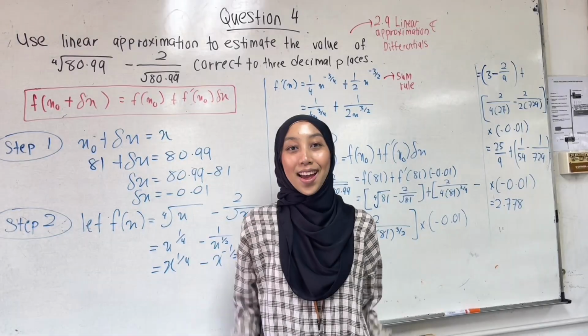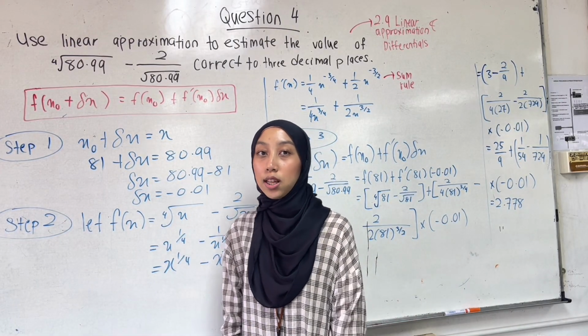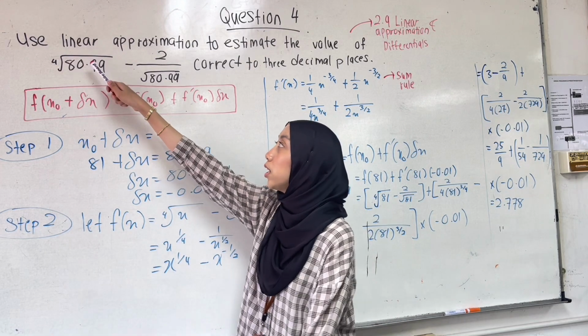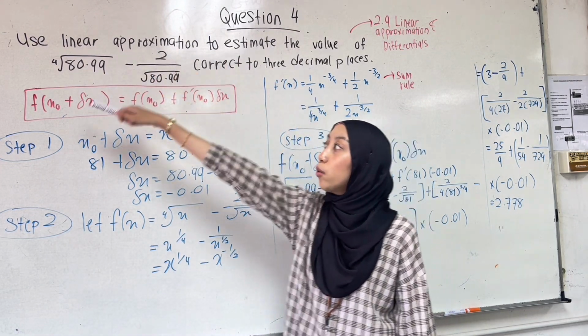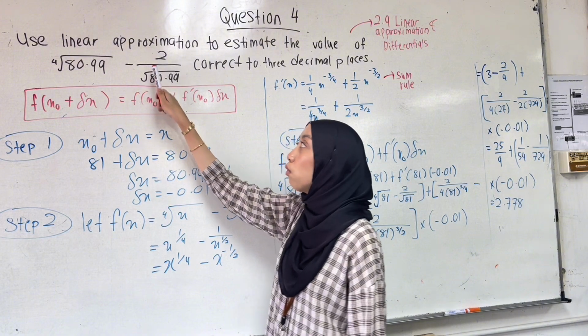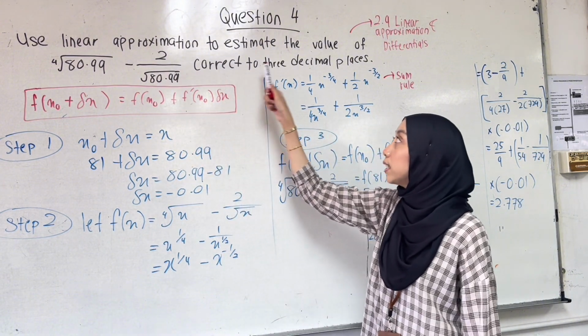Thank you. Hi guys, I'm going to continue with question number 4, which is the last question. For this question, we need to use linear approximation to estimate the value of the fourth root of 80.99 minus 2 over the square root of 80.99, to 3 decimal places.